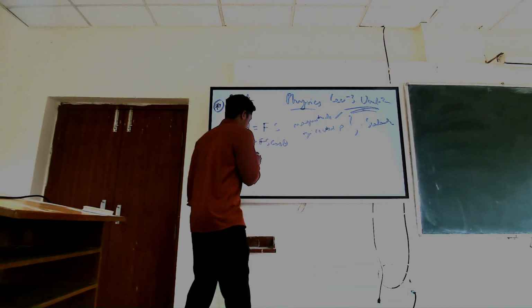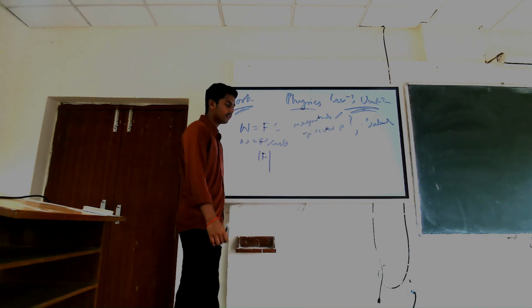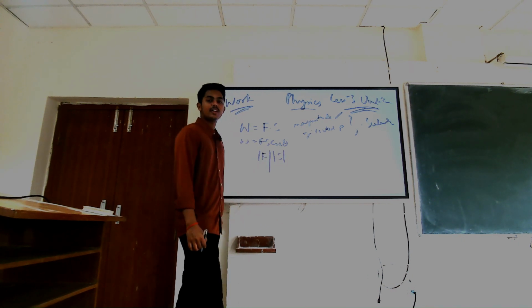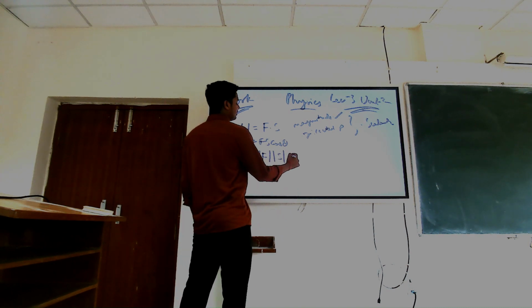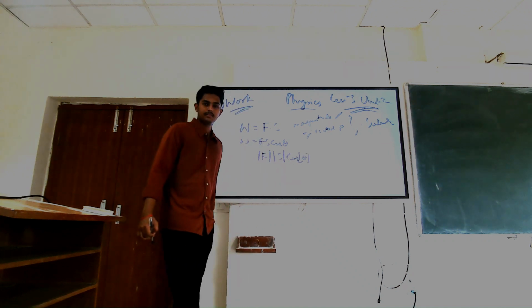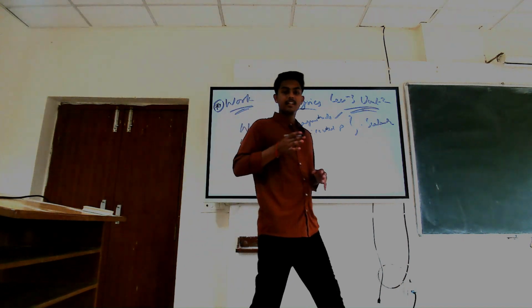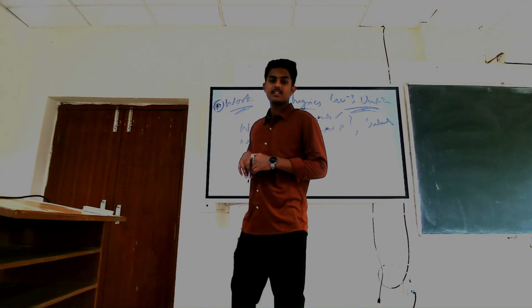Now, F S cos theta. What is this F? What is this S? F is the magnitude of the force applied on the object, S is the distance moved by the object by that force, and theta is the angle made by the force and the direction in which the object is moving.